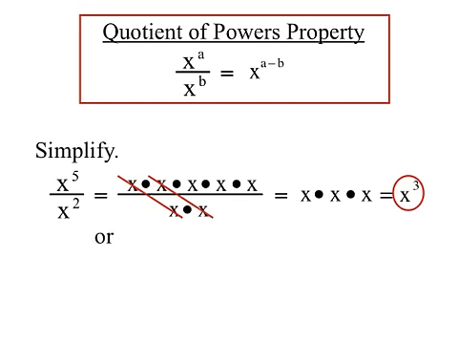The second way I can show you is when we have common bases, we subtract the exponents. So it's x to the 5th power minus the 2nd power also equals x to the 3rd power.